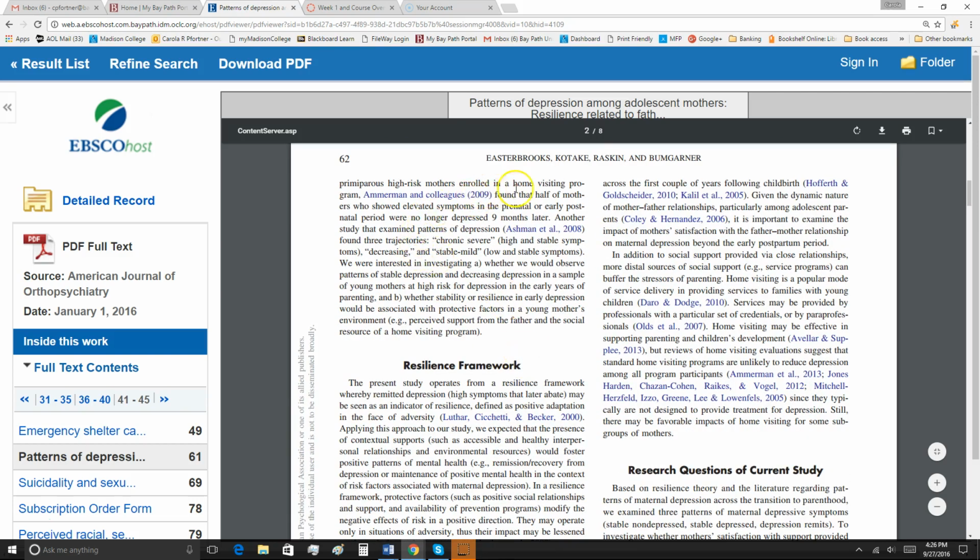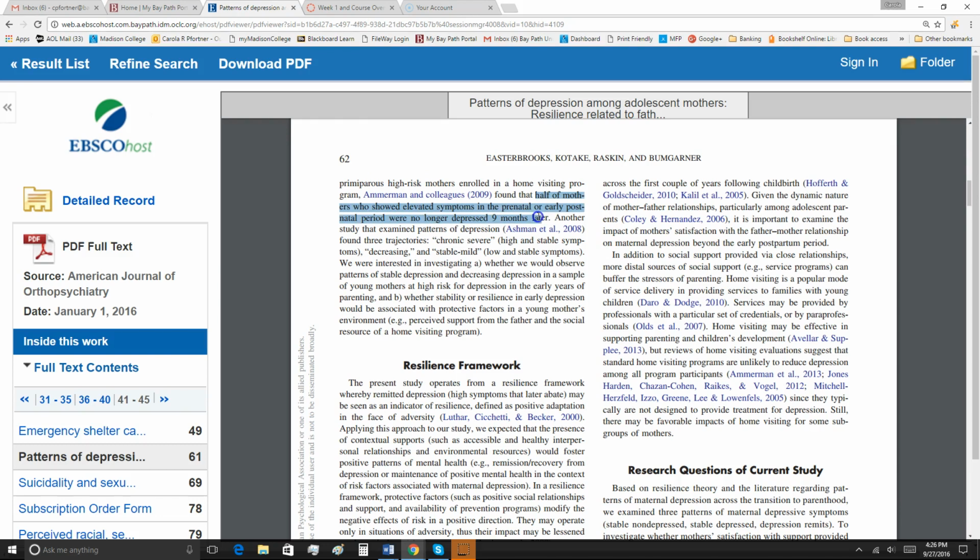And here they talk about home visiting programs, and they found that half of mothers who showed elevated symptoms in the prenatal or early postnatal period were no longer depressed 9 months later when they were part of a home visiting program.